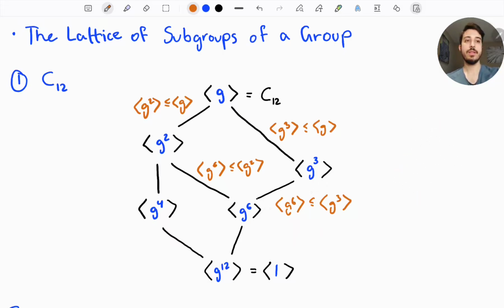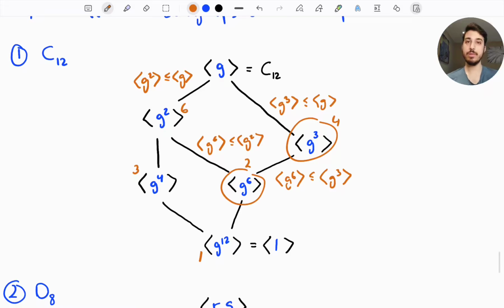So this, having an order of 2, divides this, which has an order of 4. So the order of this is 2, the order of this is 4, 2 divides 4, so we have that. Here the order is 6, so 2 divides 6. However, 4 does not divide 6, so clearly there is no line in between those. Okay? Here this has an order of 3, and 3 divides 6. And here this has an order of 1, 1 divides 3, 2, 4, 1 divides 6, and so on. So this is the first example of a lattice.